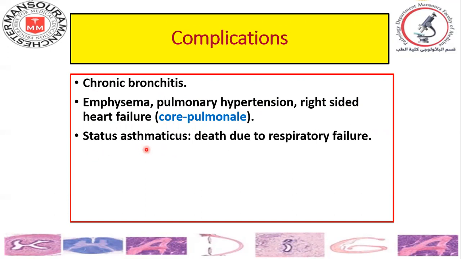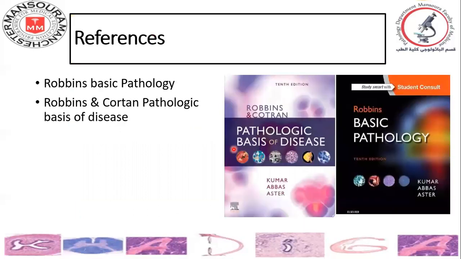Status asthmaticus, this is a clinical term, means an attack of severe asthma that doesn't resolve. It can lead to death from respiratory failure. With the complications of bronchial asthma, we end our lecture today.